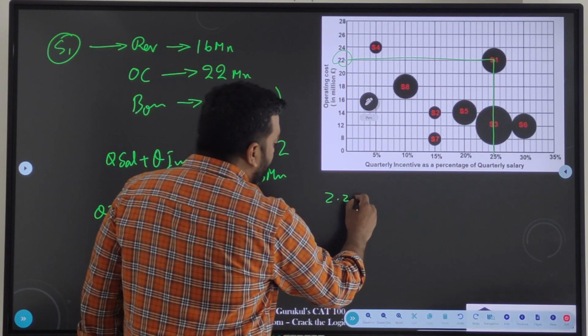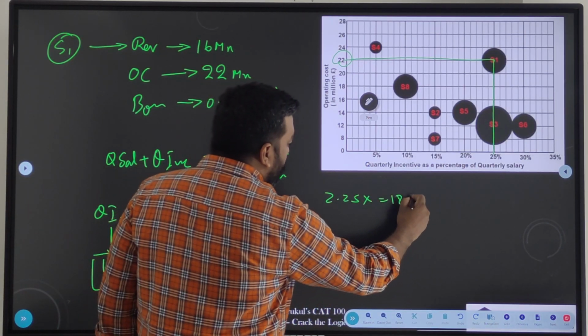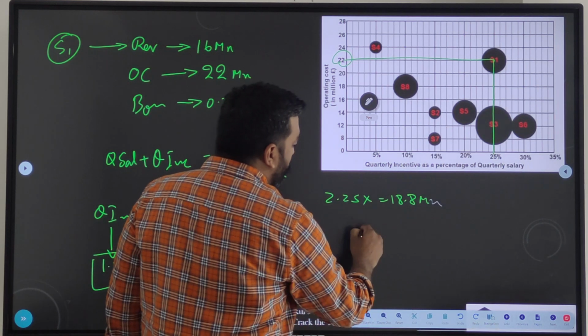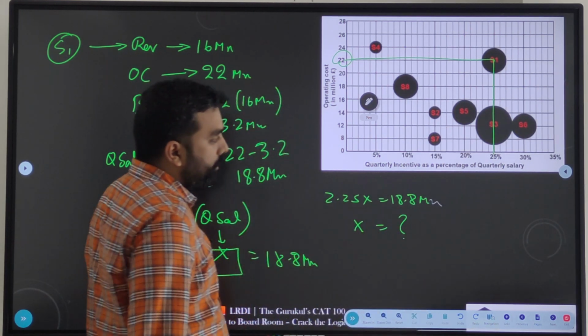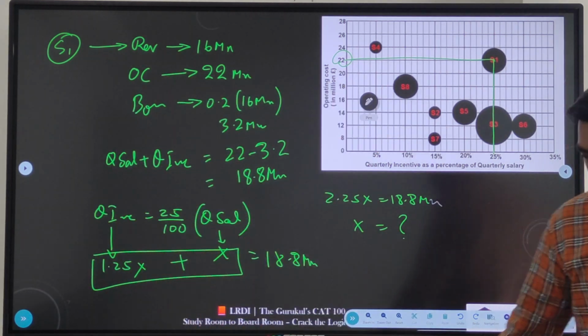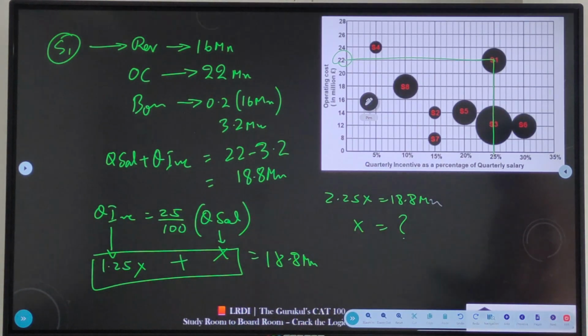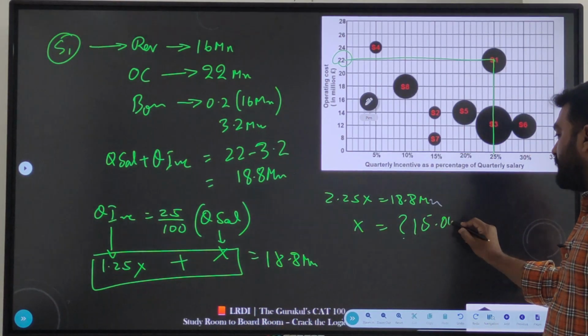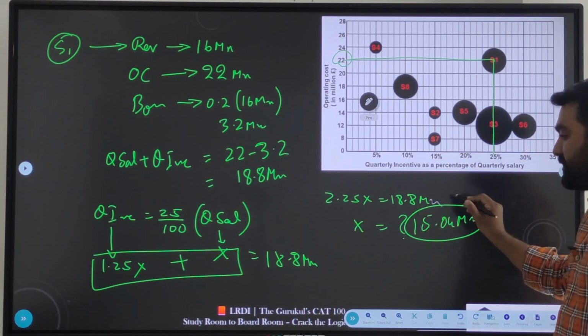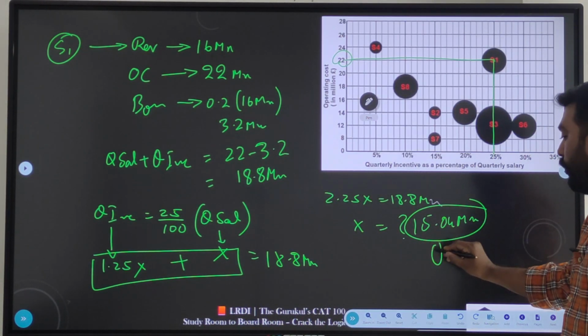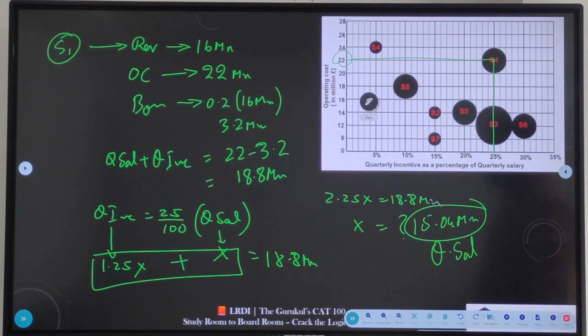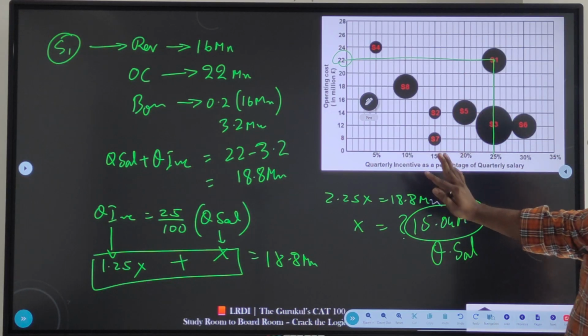So 1.25X is equal to 18.8 million rupees. X is equal to what? Calculate. For these calculations, we have anyway a calculator, so don't worry about this. This will be 15.04 million rupees. This is what? The quarterly salary in ship 1. Okay. Now, you understood what we need to do.